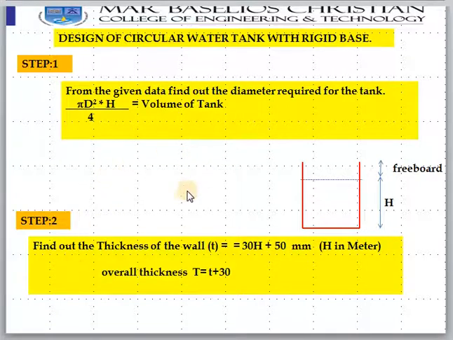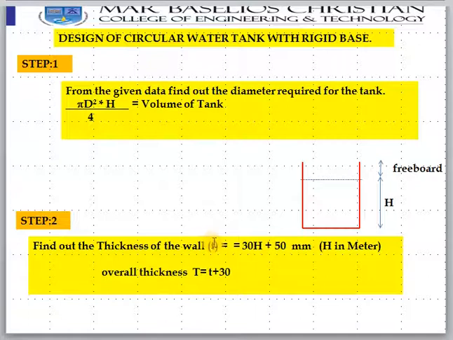Once you get this, the next step in the rigid base method is that we assume a thickness of the water tank and check it, whereas in the previous case it was not like that. This is the thumb rule for finding the thickness: small t of the water tank is equal to 30h plus 50 mm, where h is in meters and the result comes in millimeters. Don't forget, h means the water depth, the water height. The total height of the water tank will be water depth plus freeboard. Please keep that in mind.